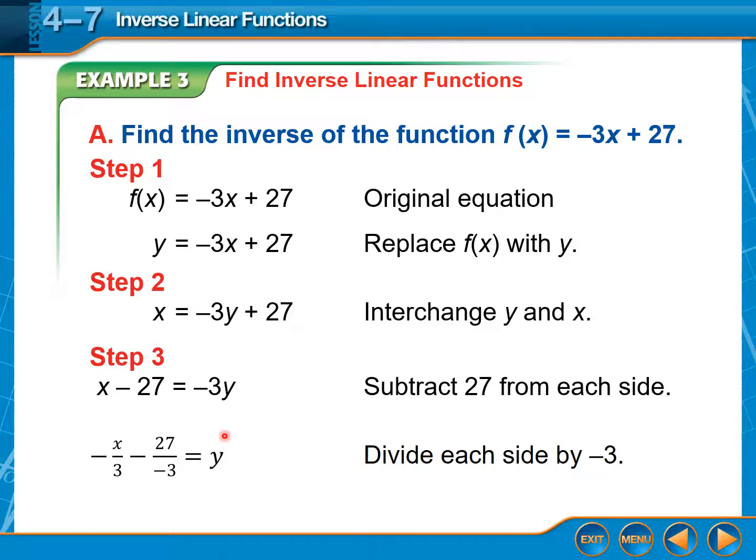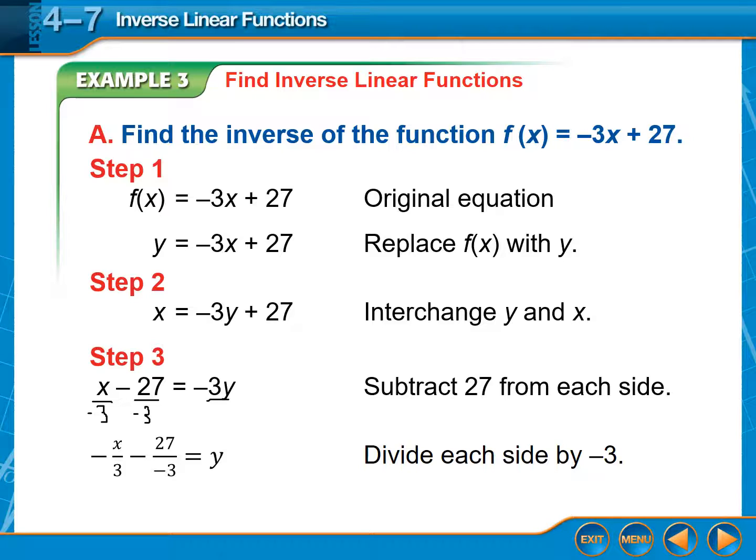Then the next step is to divide the entire equation by negative 3. I need to get y by itself. So right now I'm doing negative 3 times y. So I'm going to divide negative 3y by negative 3. That leaves me with y. The important thing to keep in mind is that when I divide by negative 3 on the other side, I'm dividing the entire thing by negative 3. So I'm dividing x by negative 3 as well as 27 by negative 3.